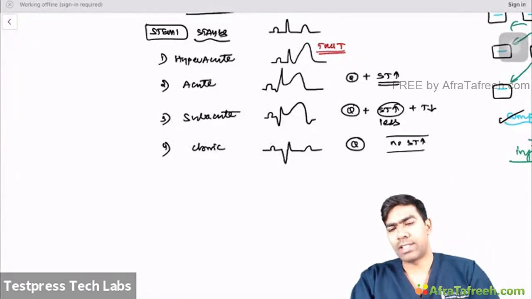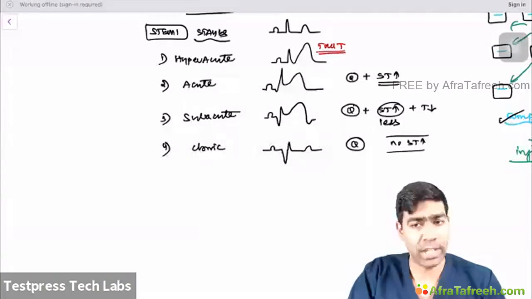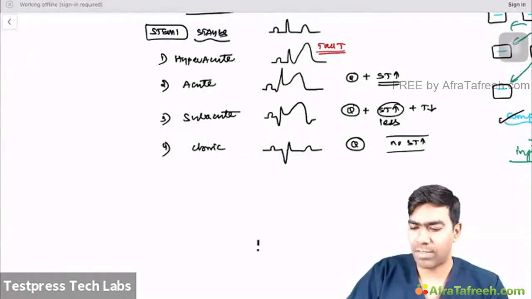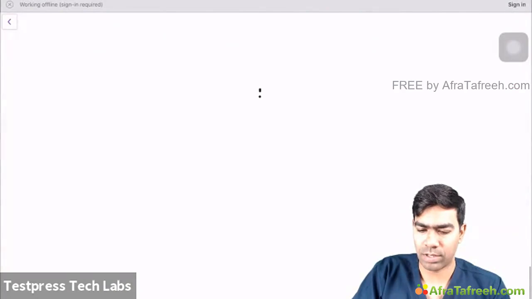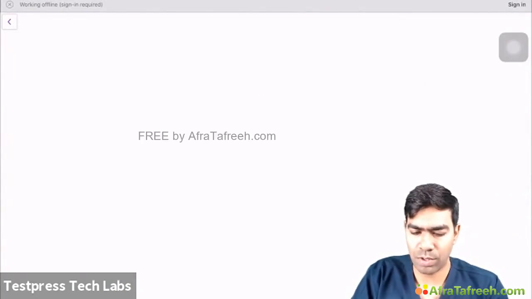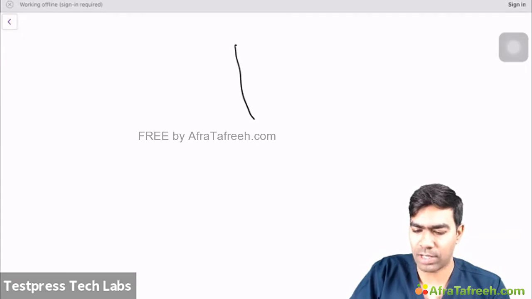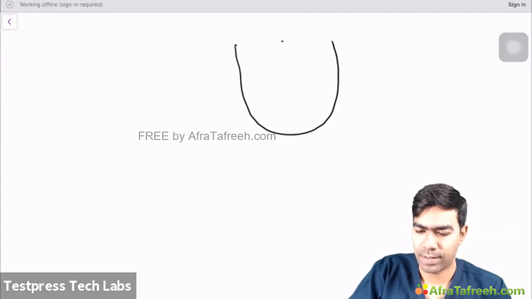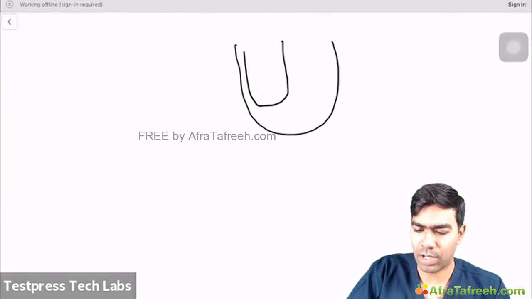So why are all these changes happening? To understand this, you need to know why Q waves are produced in the first place. Then we'll see how the Q waves are going to progress. To understand how the Q waves are produced, you have to understand a transmural ischemia, a transmural infarction. In fact, let us assume an area.